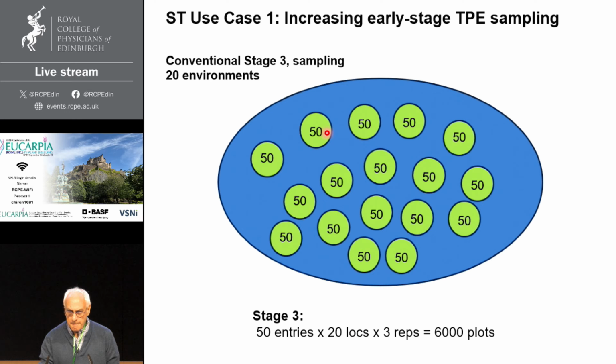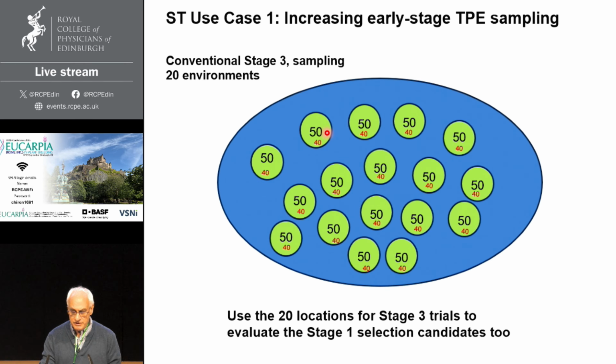And they present an opportunity for us to really change how we think about that stage 1 trial. Instead of a winnowing step, a selection step, we should be viewing it now as a genomic selection model training step. And we can do that using sparse testing by simply taking our stage 1 selection candidates and adding them to those locations where we're already doing multi-location testing.